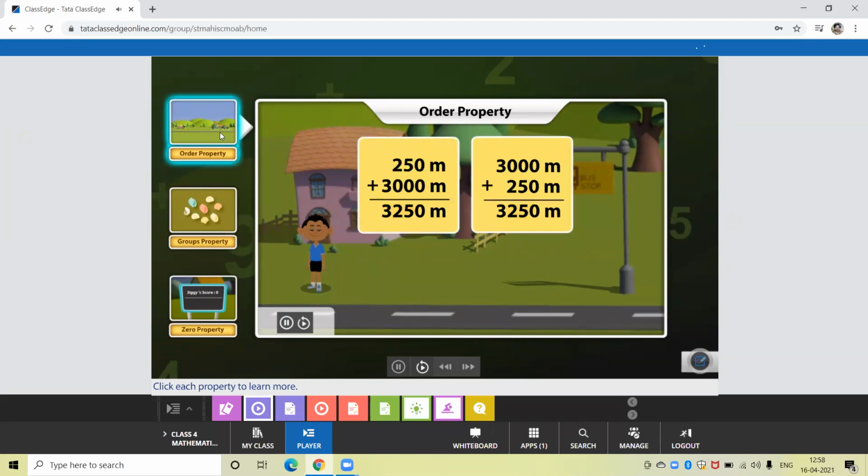Did you notice that in both cases, the total distance traveled by Pasha was the same? This means that even if you change the order in which two numbers are added, the sum of the numbers remains the same. This is called the order property of addition.